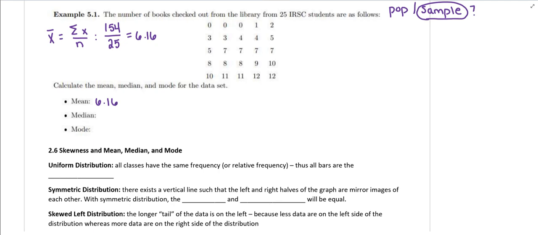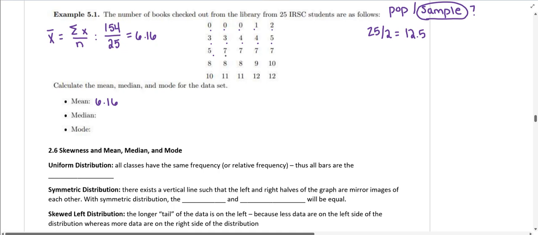The median, there's going to be 25 pieces. So if I'm going to find the median, I want to take 25 and divide it by 2, which is 12.5. Okay, so let's see here. 1, 2, 3, 4, 5, 6, 7, 8, 9, 10, 11, 12. There's 12. And then we're going to go from the back. 1, 2, 3, 4, 5, 6, 7, 8, 9, 10, 11, 12. There's that middle value, 7. That's our median.